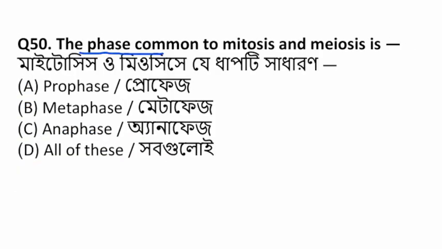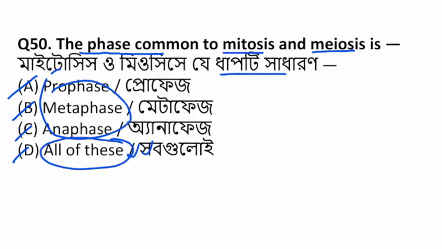The phase common to mitosis and meiosis is, mitosis and meiosis এর মধ্যে কোন ধাপটি কমন আছে? প্রোফেজ, মেটাফেজ, অ্যানাফেজ or all the above. So in mitosis and meiosis all the phases are common, so the correct answer is all the above.